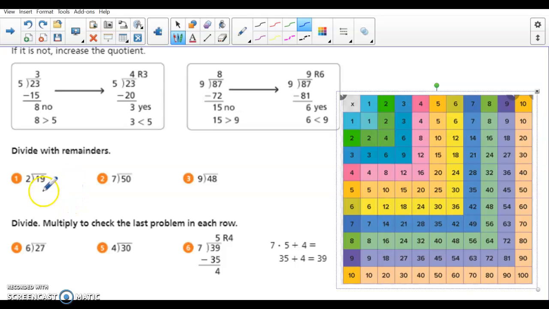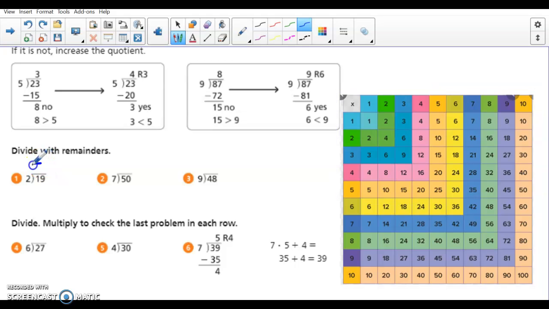So I want to figure out what 19 divided by 2 is. Well, what I could do is I can go to my 2's column, and I can travel over. I can skip count by 2 all the way until I get to a number close to 19, but not over. Well, 20 goes over, and so when I get to 18, that's the number that I want to get to, but I got to figure out 2 times what gets me to 18.